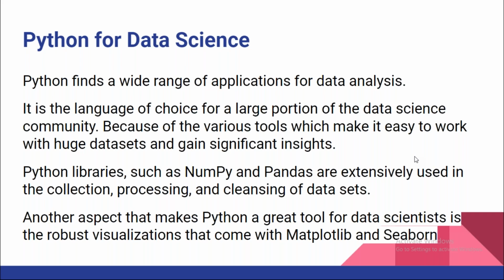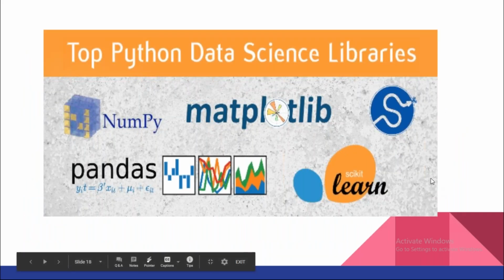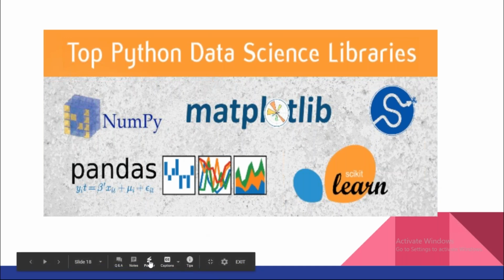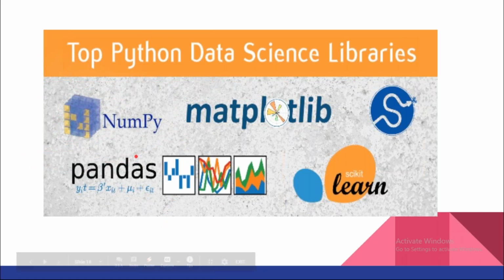The libraries such as NumPy and Pandas are extensively used in the collection, processing, and cleansing of the data set. Another aspect that makes Python a great tool for data scientists is the robust visualization that comes with matplotlib and seaborn. So these are some of the most used libraries for data science. Basically NumPy is used for doing numerical calculations. You want to do some array multiplication, you want to create a diagonal matrix, that is all possible. You want to create a matrix with all ones, or a matrix with all zeros, that is also possible.